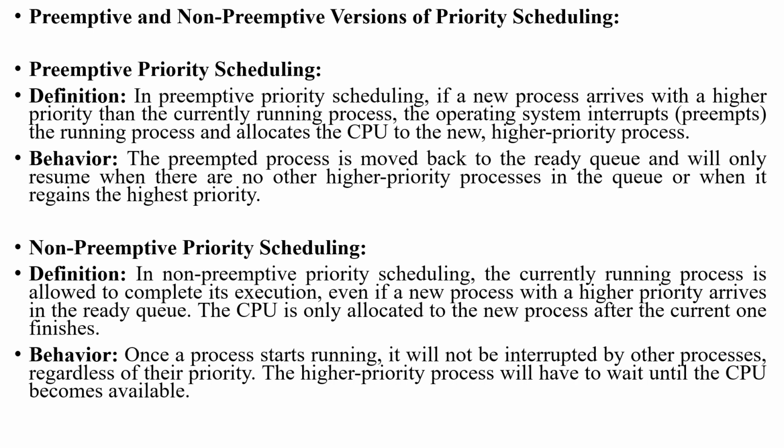For non-primitive priority scheduling, the currently running process is allowed to complete its execution even if a new process with a higher priority arrives in the ready queue. The CPU is only allocated to the new process after the current one finishes. Behavior. Once a process starts running, it will not be interrupted by other processes. Regardless of the priority, the higher priority process will have to wait until the CPU becomes available.